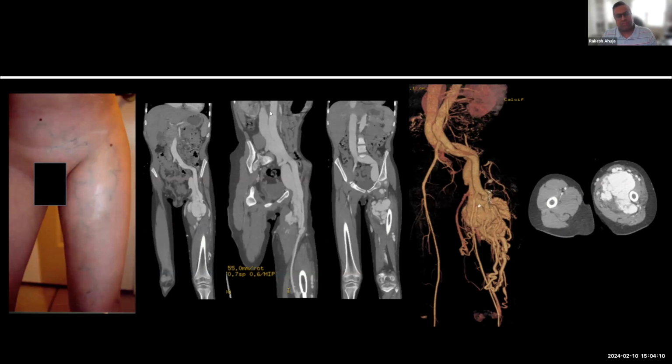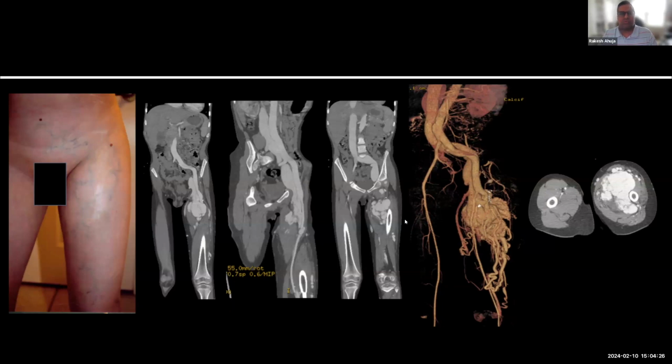And there's such large ectatic venous return. And this is the 3D reconstruction of that image. Now, what do you think this is? Is this an AVM? Is this a venous malformation? What exactly is it?